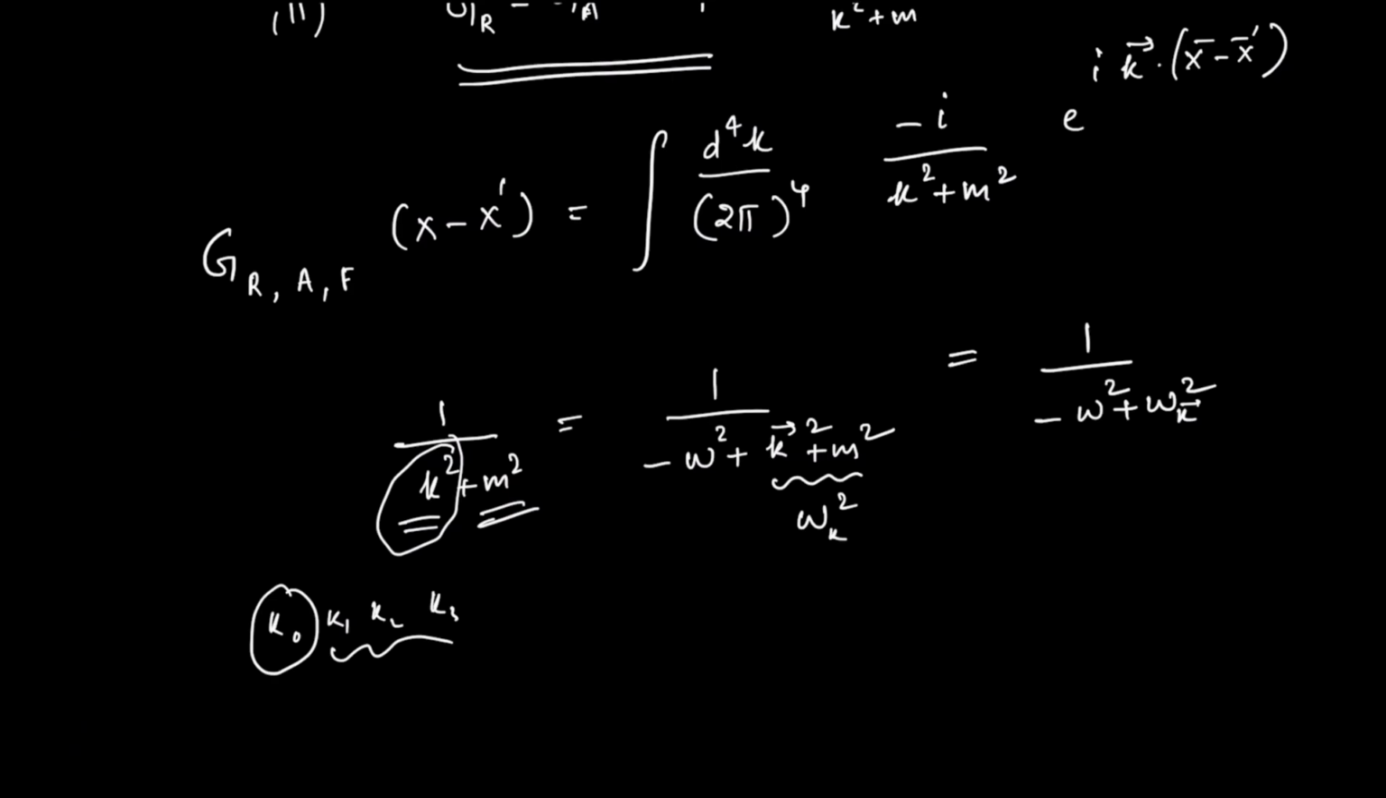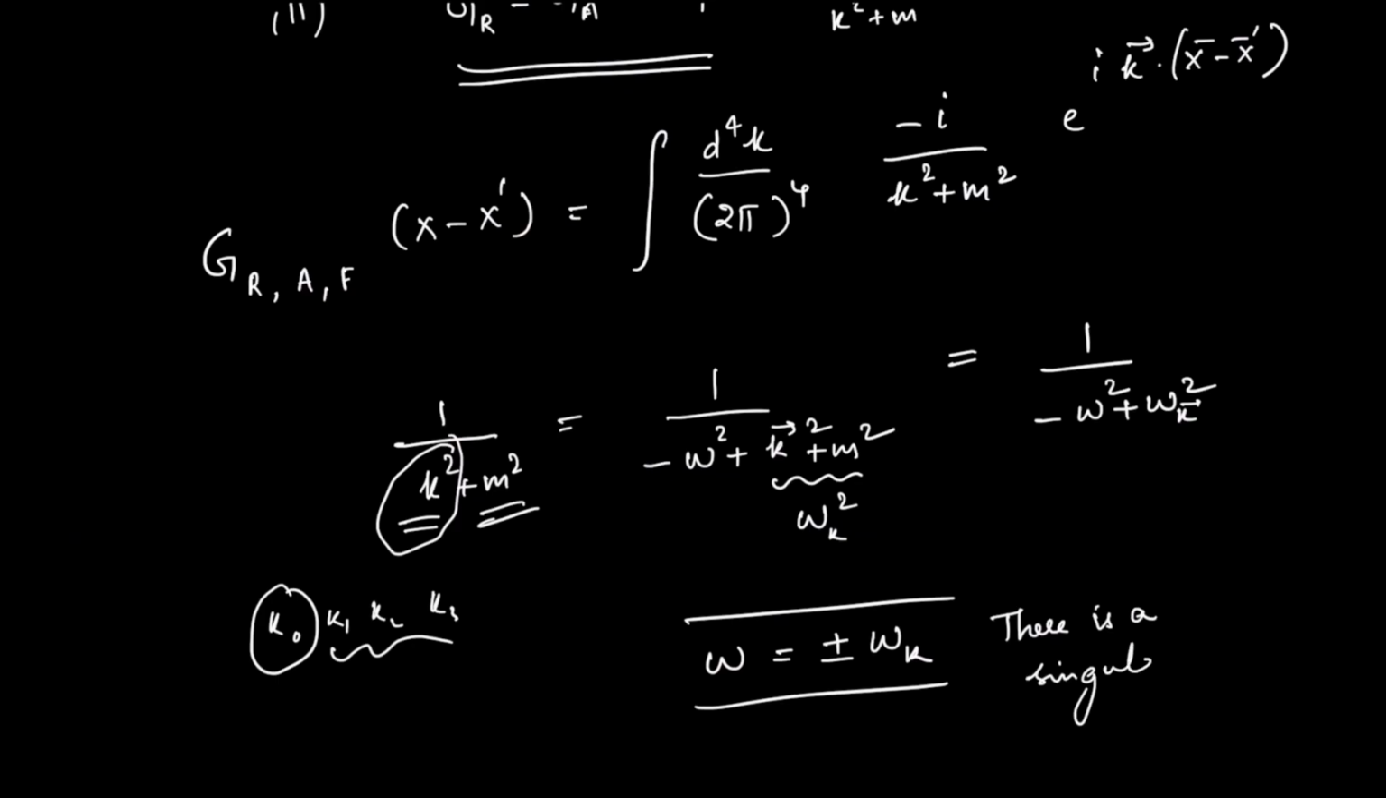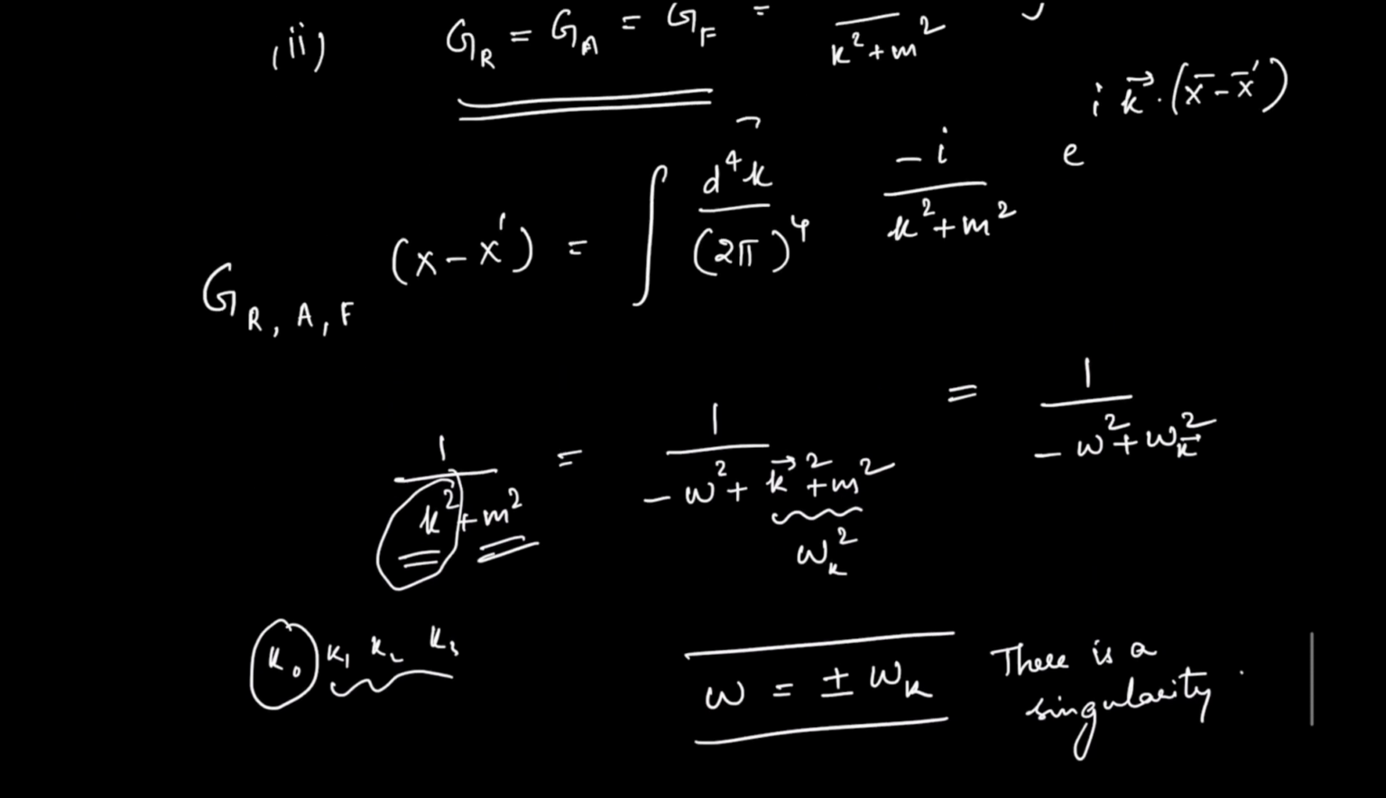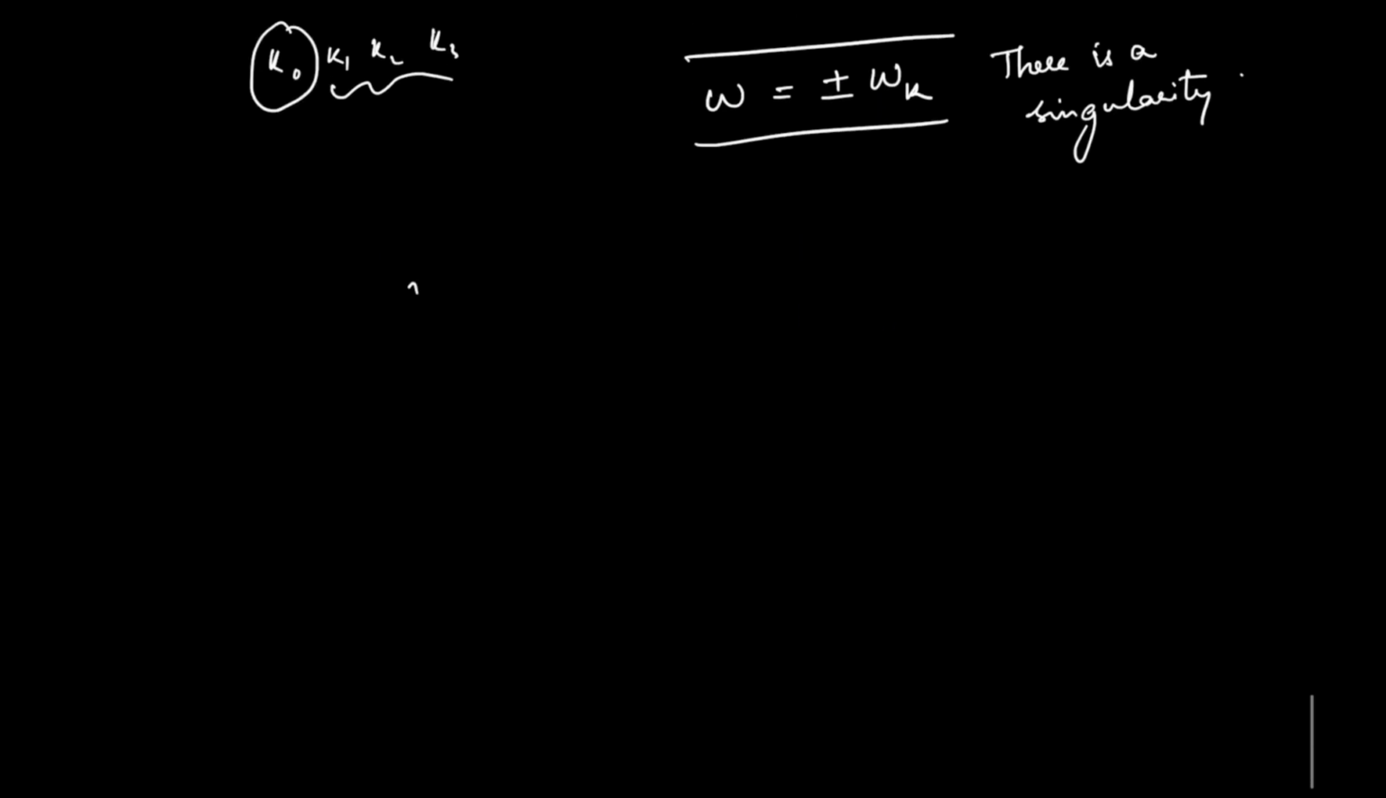So when omega is equal to plus or minus omega k, there is a singularity. And where is this singularity present? This singularity is along the integration contour of omega. That is, if you see here, there is the integral of d4k. So the integral of d4k is the contour.